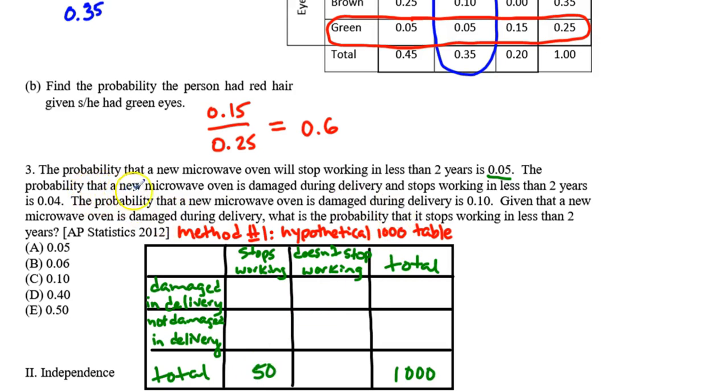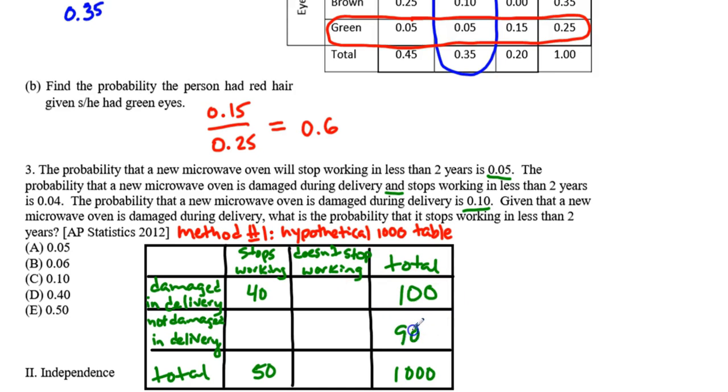The probability that a new microwave is damaged during delivery and stops working, so both, is 0.04. It has to have both. So again, that's 4%, so 40 out of 1,000. Okay, so that was an and. The probability that the new microwave is damaged during delivery is 10%. So that'd be 100, right, out of 1,000. So is damaged altogether would be 100. And now we have enough information to fill in all the rest. Go ahead and fill in all the rest, then play the recording when you're ready.